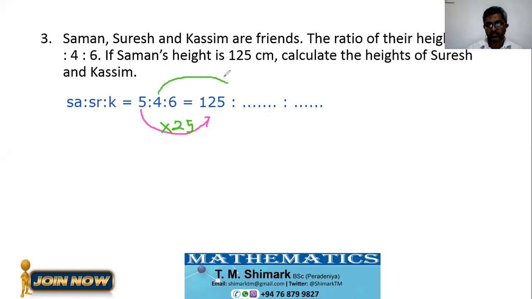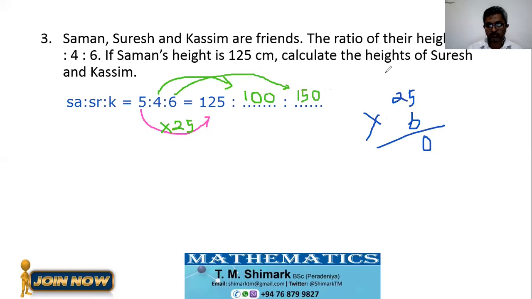So you have to do the same thing as the other ones. So 4 multiplied by 25 is going to be 100. 6 multiplied by 25 is going to be 150. 6 into 5 is 30, 6 into 2 is 12 plus 3 is 15. So 150. Calculate the height of Suresh and Kasim. Suresh is 100 centimeters and Kasim is going to be 150 centimeters.